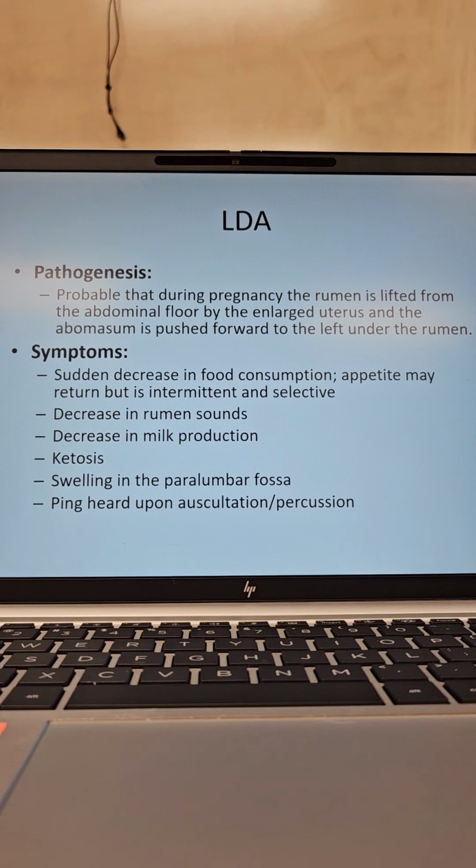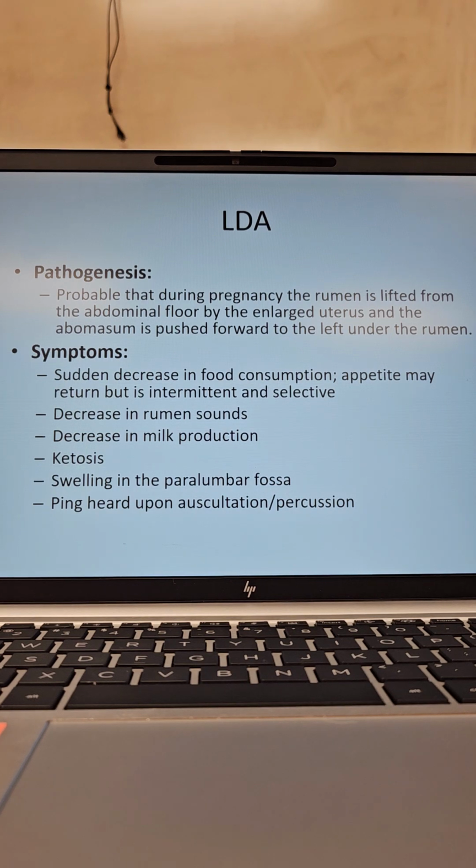There's going to be decreased rumen sounds because it's not where it's supposed to be. You're not going to hear it as well, and it's not working as well. Decrease in milk production because, again, stress and pain decrease milk production. Ketosis. This is when our glucose is often too high, or it can happen with stress, and we get ketones, a byproduct of digestion, that end up in high quantities and cause us to be very sick.